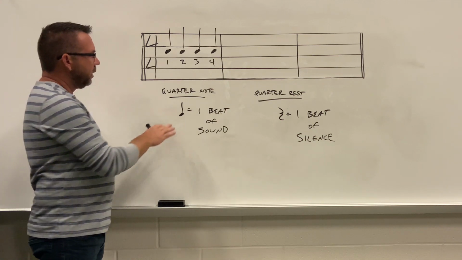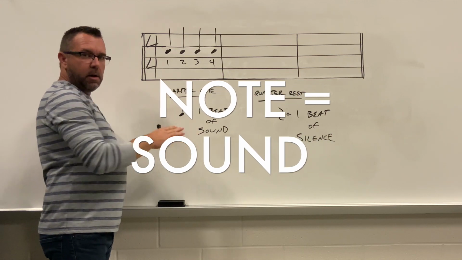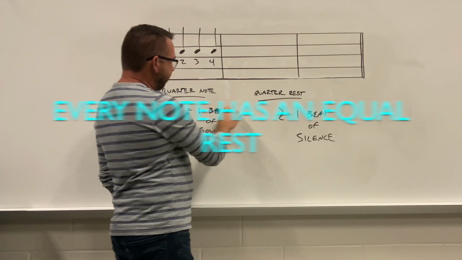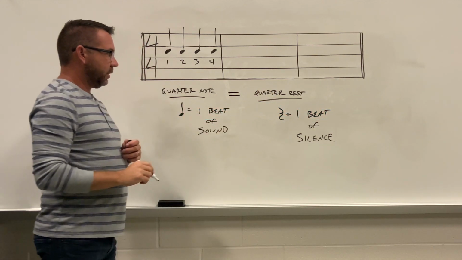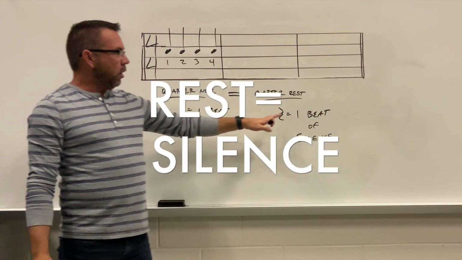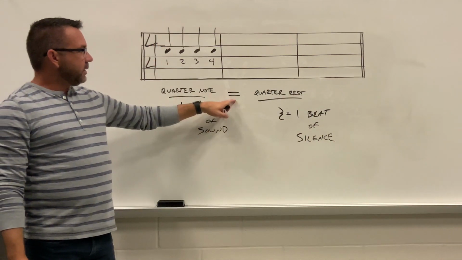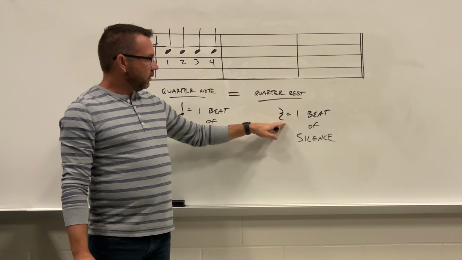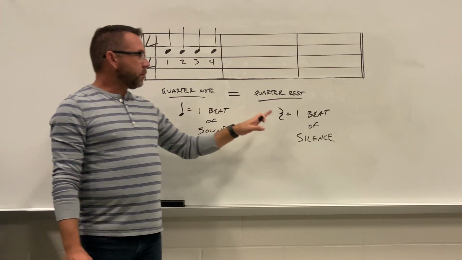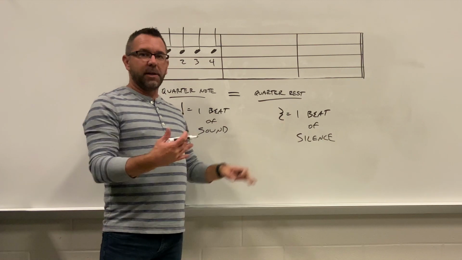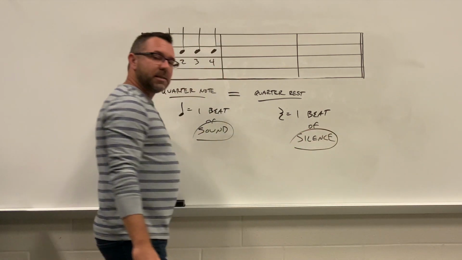In music, every time we have a note, it tells us to make a sound. Also, in music, for every note that we have an equal rest. And so this rest tells us how long to make silence. So 1 quarter note, 1 beat of sound, is equal to 1 quarter rest, which is 1 beat of silence. So for every note that we're going to learn this year, we're also going to learn the rest that is equal to that note. So a note makes sound, a rest makes silence.